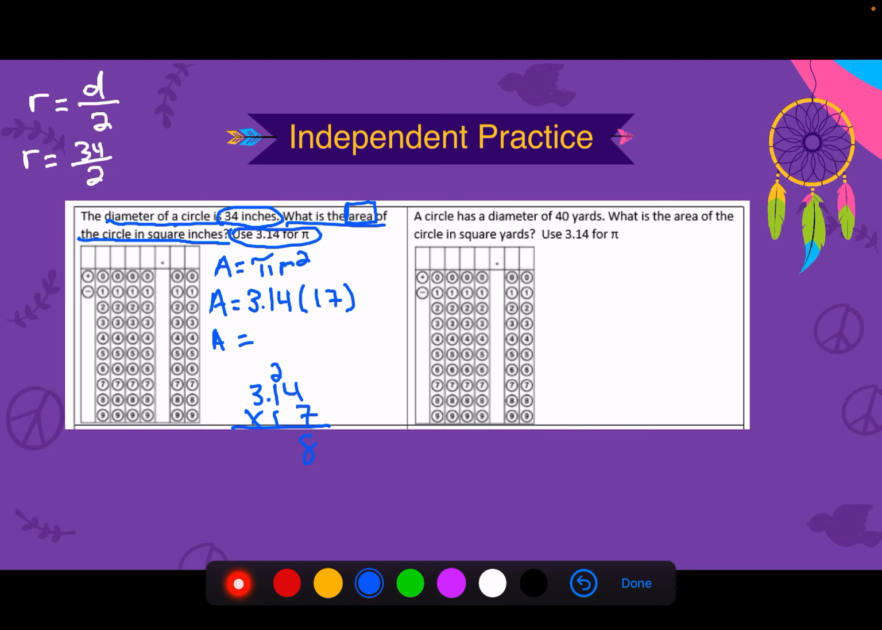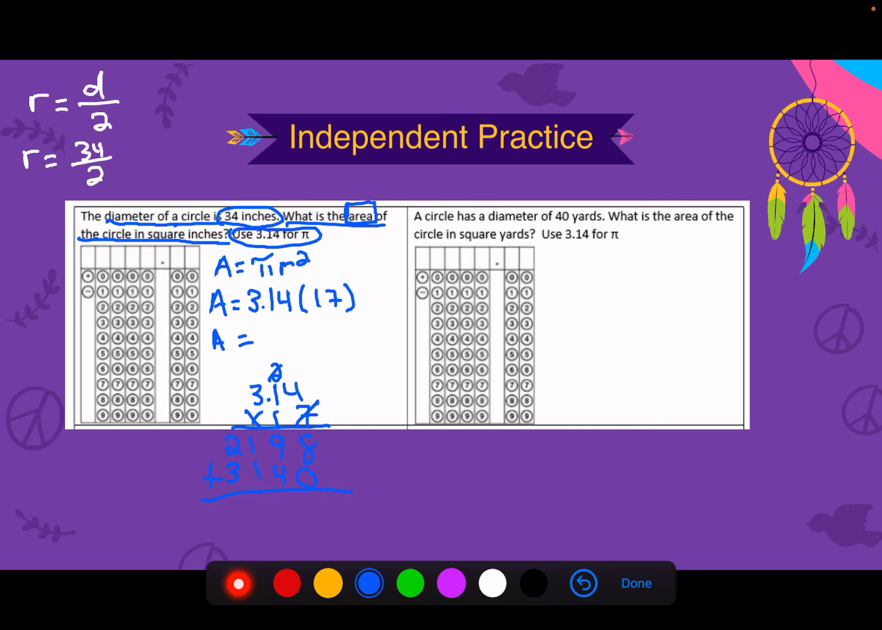So 7 times 4, 28. Carry your 2. 7 times 1, 7 plus 2, 9. 7 times 3, 21. Put your 0 for your placeholder. Cross out our 7. We're done with it, so we don't need it no more. So 1 times 4, 4. 1 times 1, 1. 1 times 3, 3.